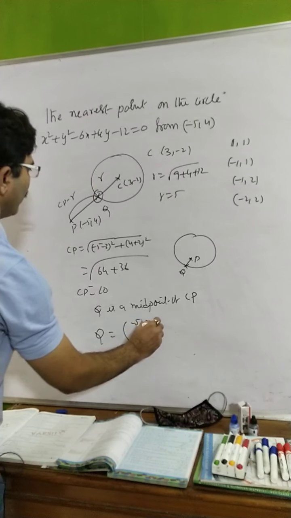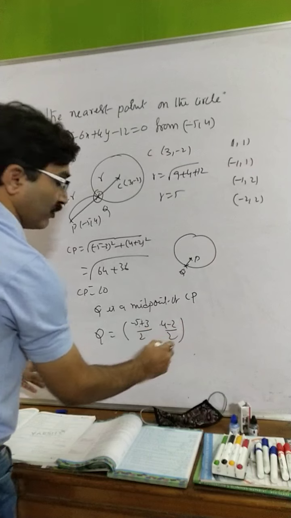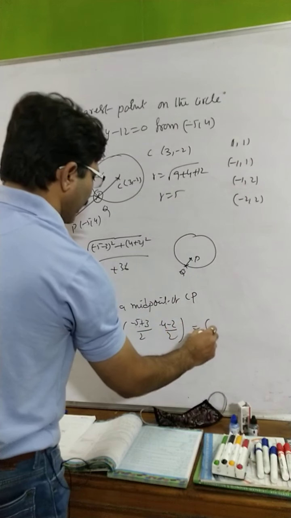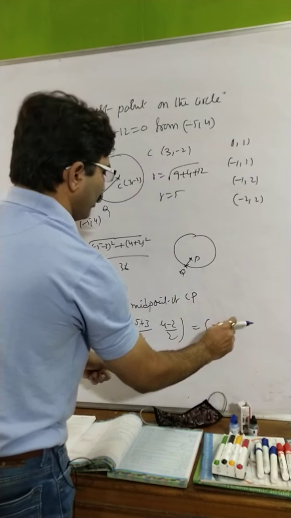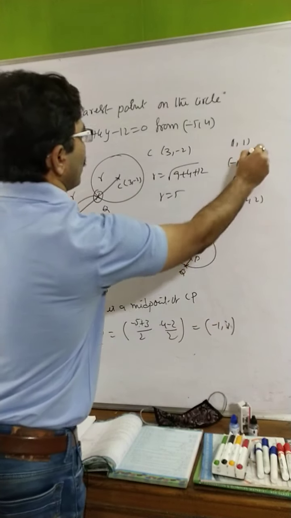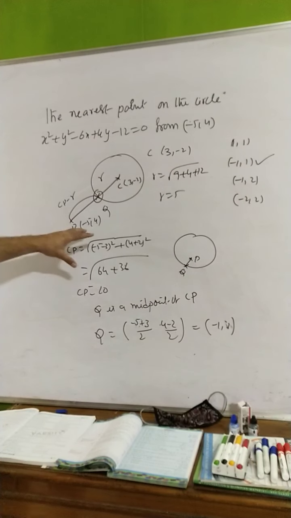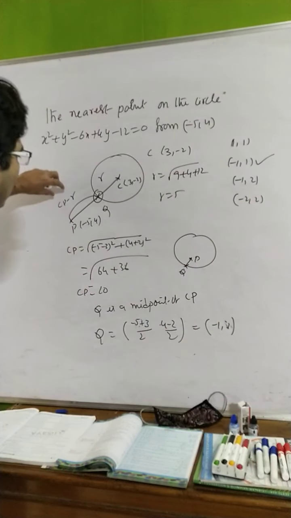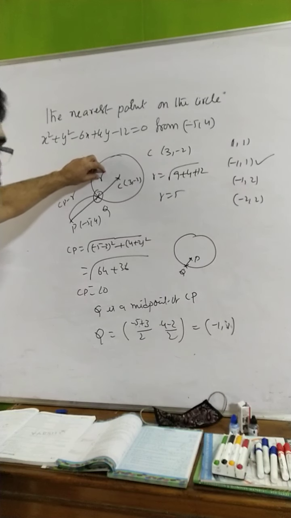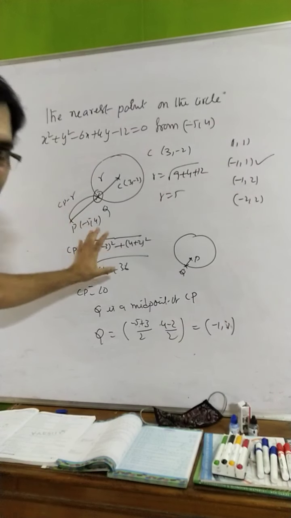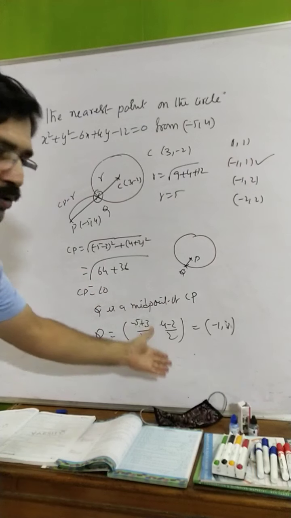Minus 5 plus 3 divided by 2, and 4 minus 2 divided by 2. We are getting minus 1 comma 1. Minus 1 comma 1 is the answer. Here we got it, the ratio is the same, Cp minus R, Cp minus R, and the R ratio, both are the same. That's why we are doing it like this.